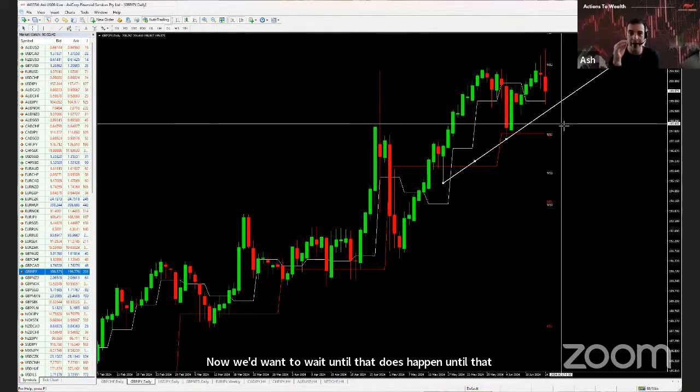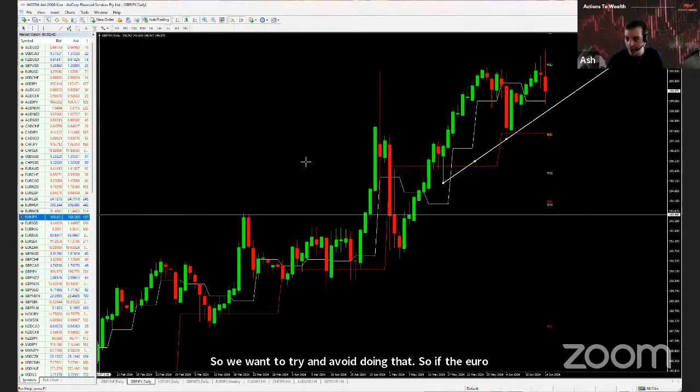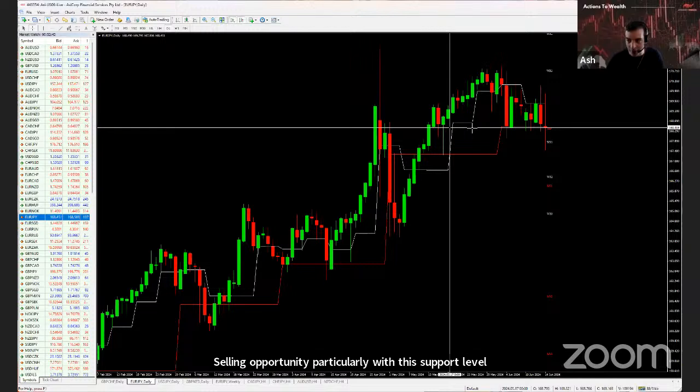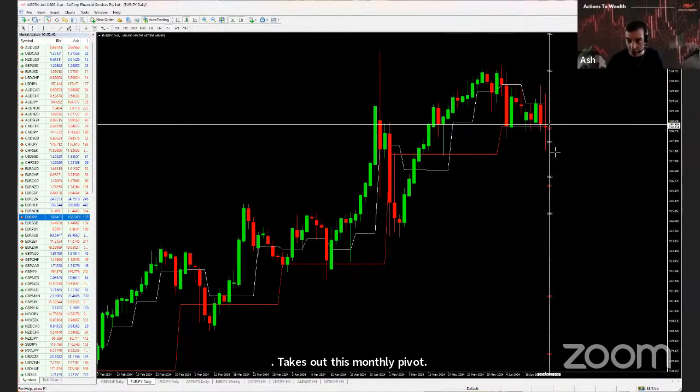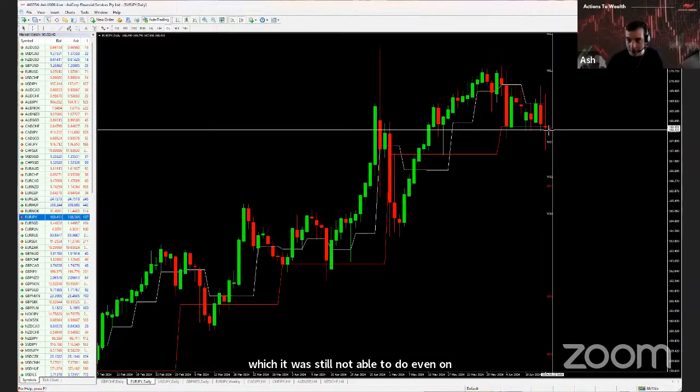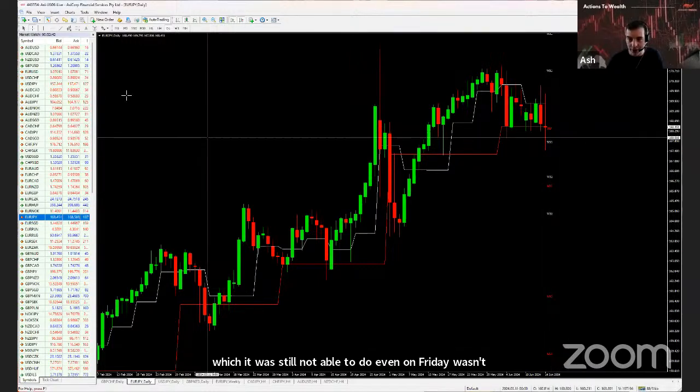And the reason for that is that if we sell the pound and buy the yen too early, we're going to be holding overnight swaps, and it can get quite expensive. So we want to try and avoid doing that. If the euro is weak, we can also use the yen as a potential selling opportunity, particularly with this support level. Takes out this monthly pivot and holds below it, which it was still not able to do, even on Friday. Takes that monthly pivot out. That is suggesting lower prices for the euro yen as well.